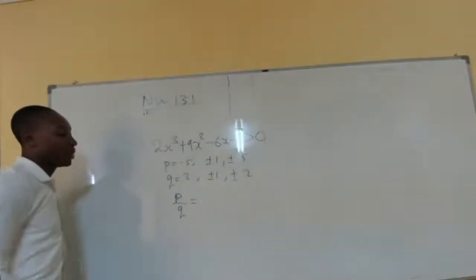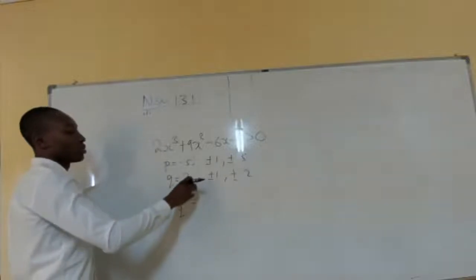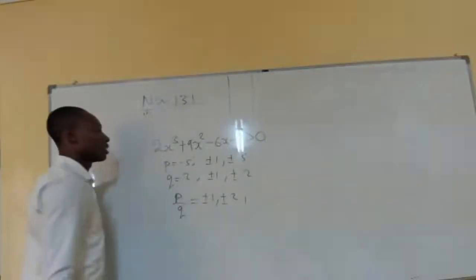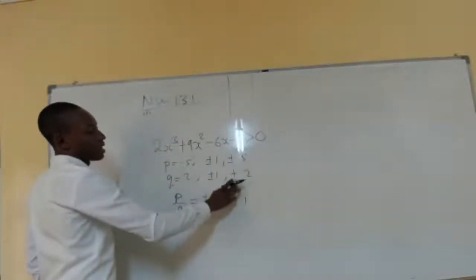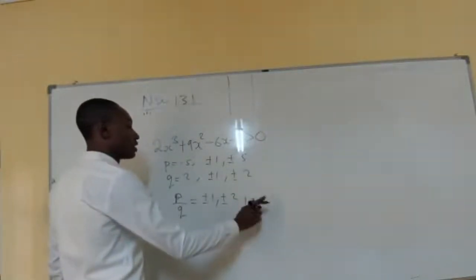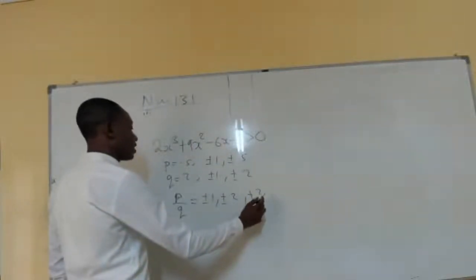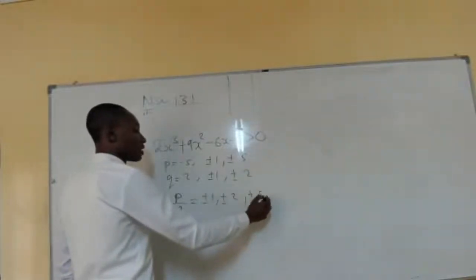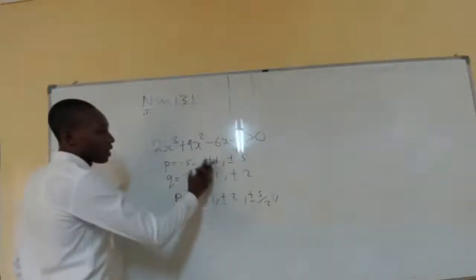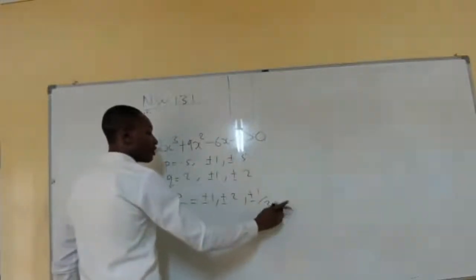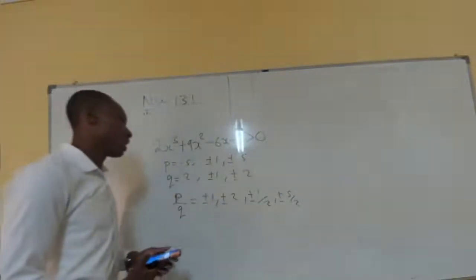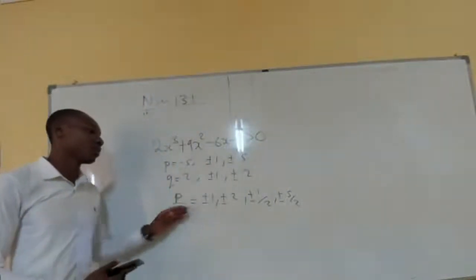Okay, so now p over q: if you divide all these by plus or minus 1, you get plus or minus 1, plus or minus 2. Then if you divide these two values, plus or minus 1 and plus or minus 2, over p, in this case p is 5. It's p over q, so plus or minus 5 over 2. So basically, you have plus or minus 1 over 2, and then plus or minus 5 over 2, meaning that the factors we're looking for can be any of these, all right?